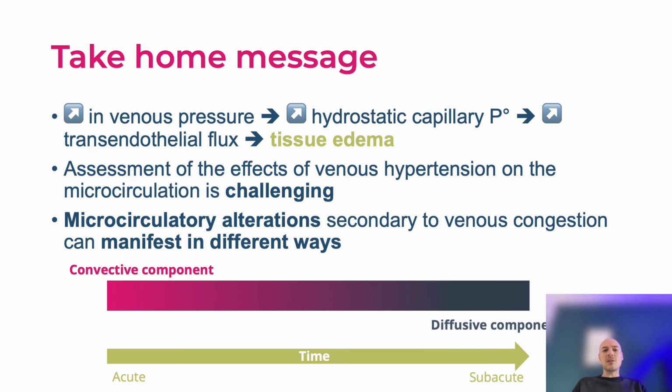So here are the essential messages. The increase in venous pressure will in fine lead to tissue edema. Assessment of the effects of venous hypertension on the microcirculation is challenging, and the microcirculation alterations secondary to venous congestion can manifest in different ways. If it is very acute, then the convective component will be altered first, and if it lasts, this will impact the diffusive component as well.